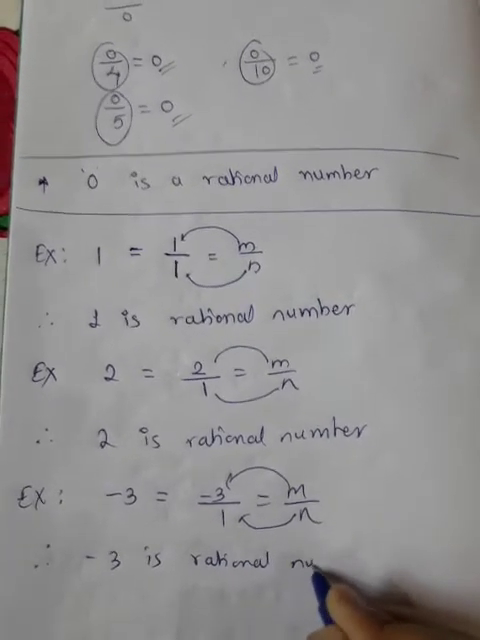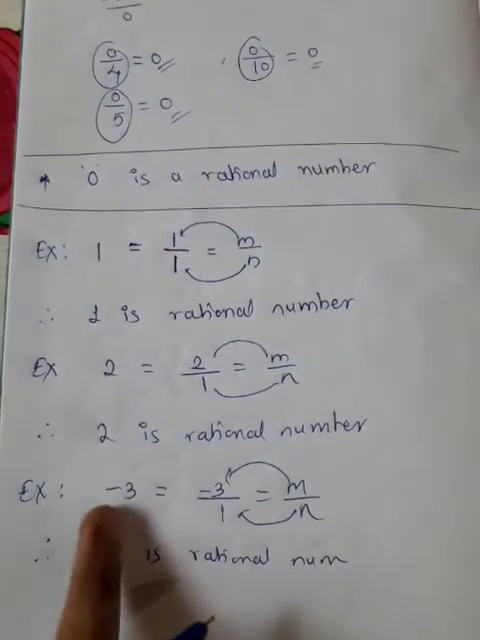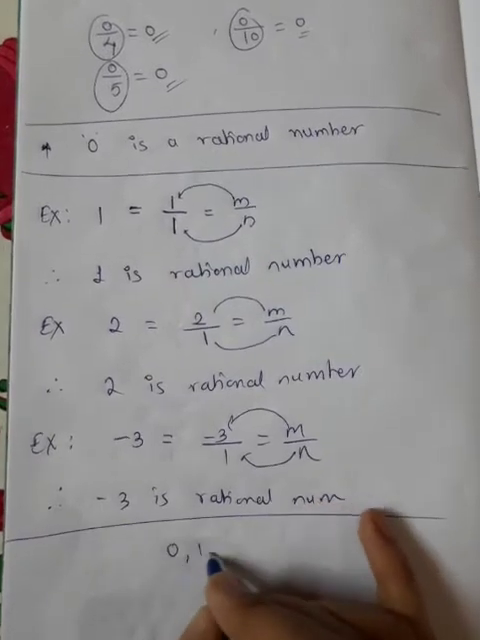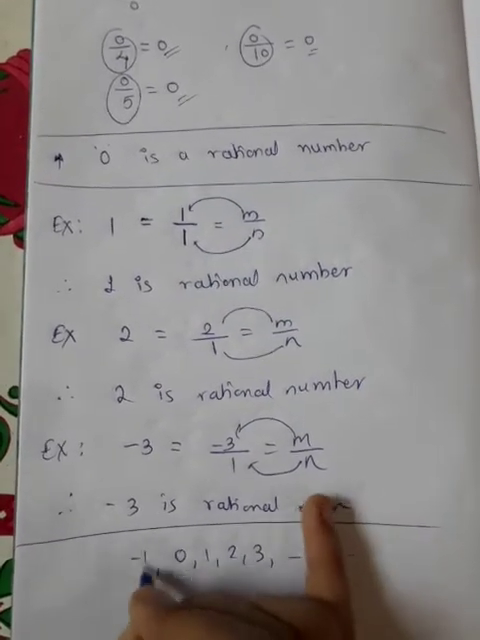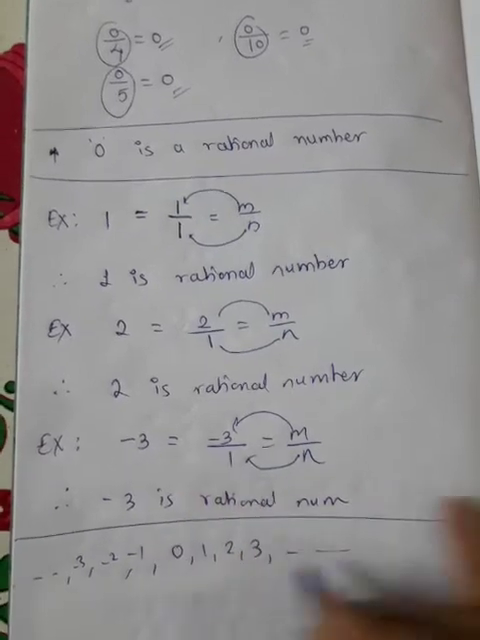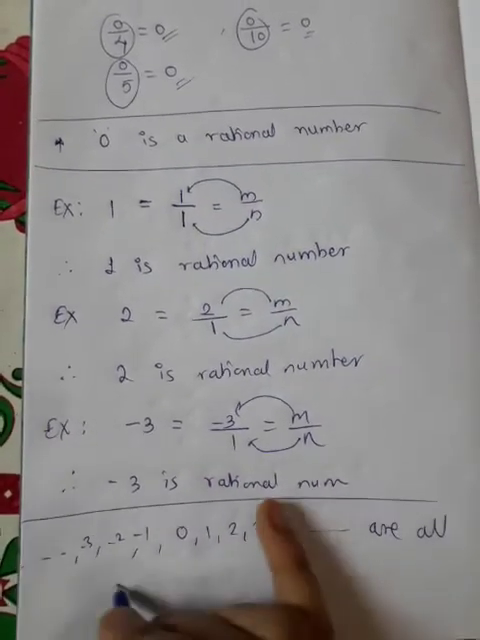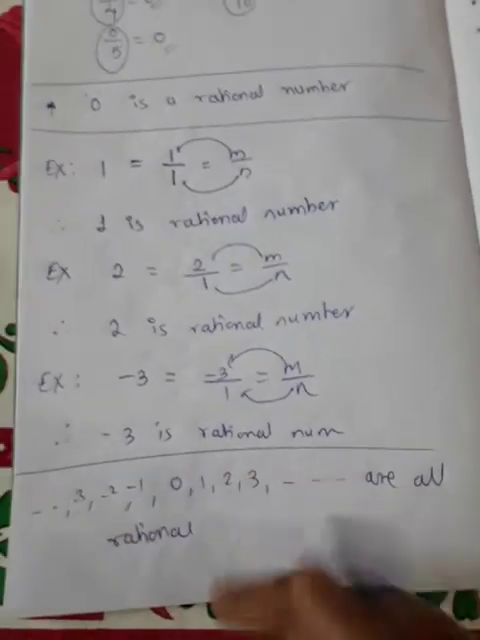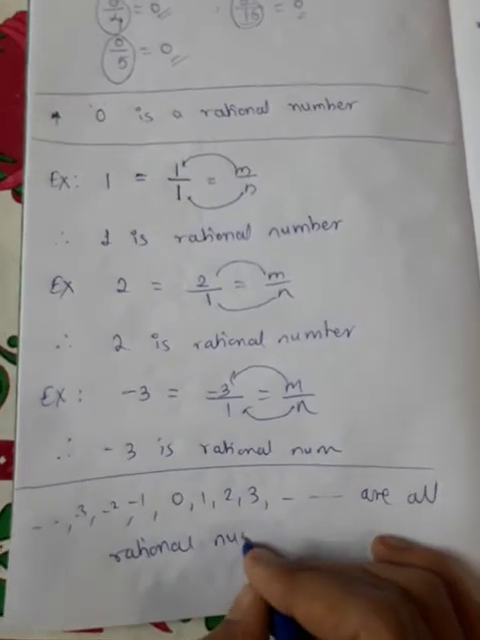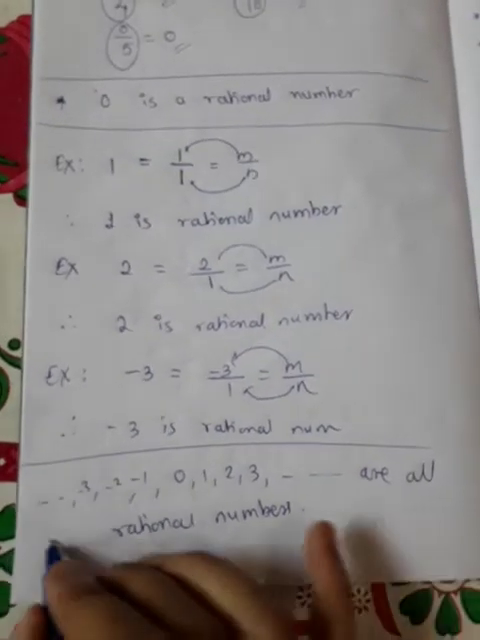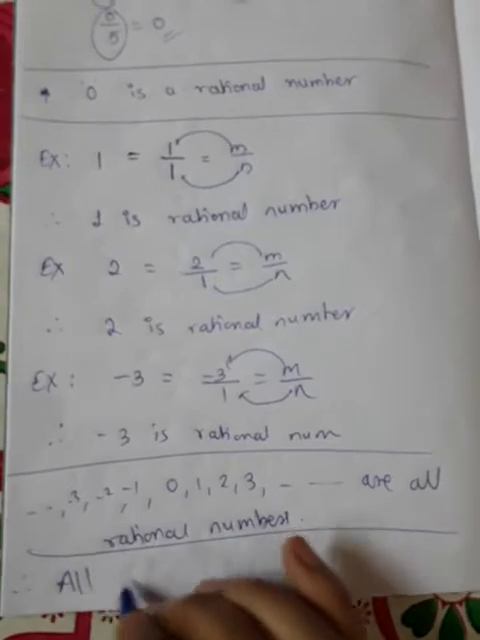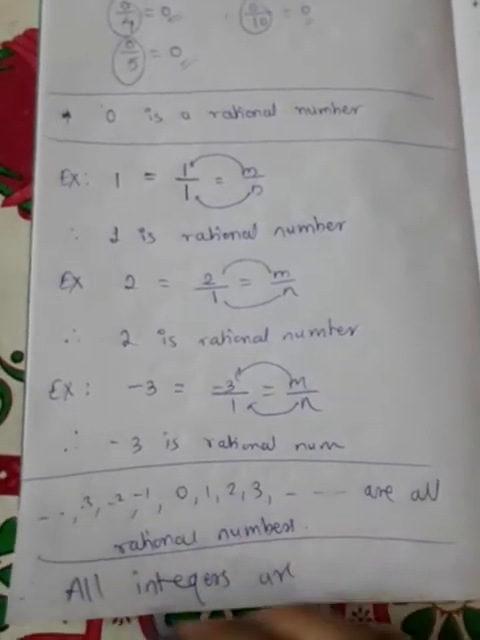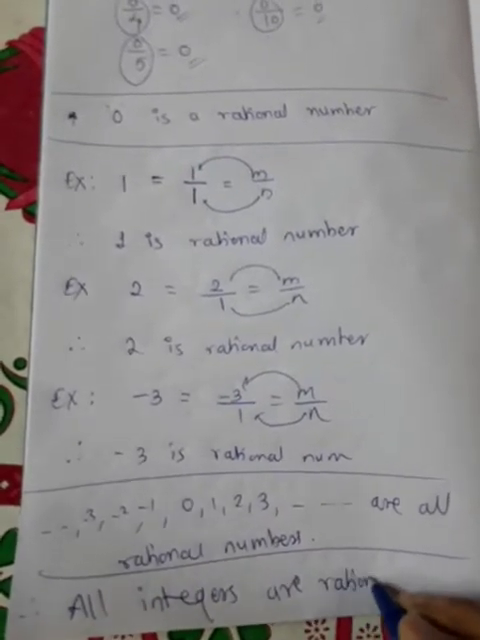So you observe that 1, 2, 3 and so on, minus 1, minus 2, minus 3 and so on, and 0 are all rational numbers. Actually they are integers, okay, but they are also rational numbers. So here we get one more property: these are nothing but the integers, and all integers are rational numbers.